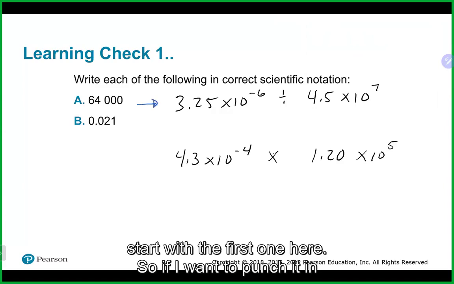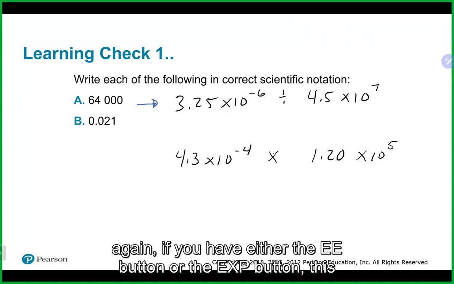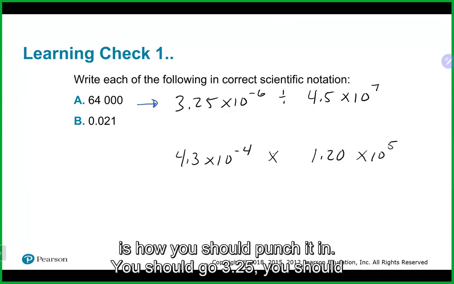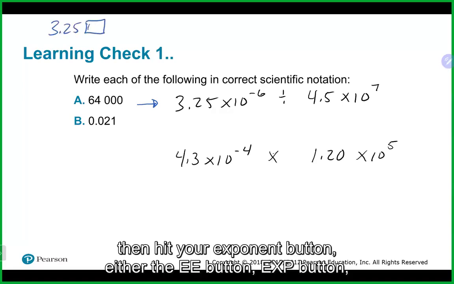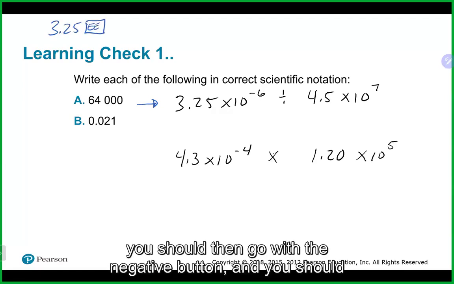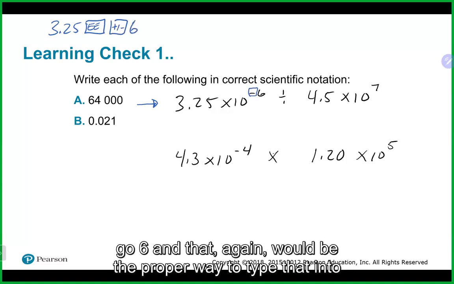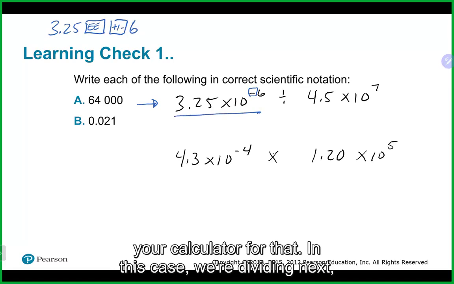So if I want to punch it in, again, if you have either the EE button or the EXP button, this is how you should punch it in. You should go 3.25. You should then hit your exponent button, either the EE button or EXP button. You should then go with the negative button, and you should go 6. And that again would be the proper way to type that into your calculator.